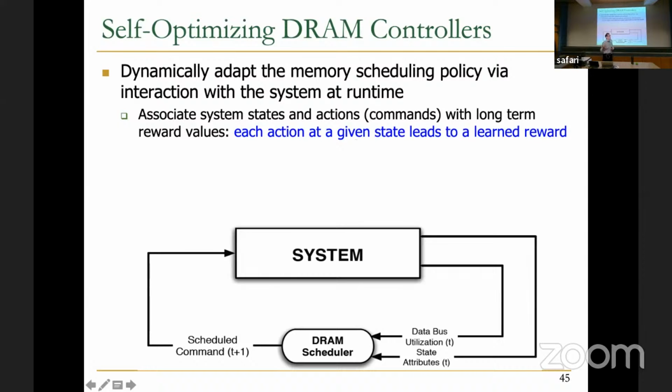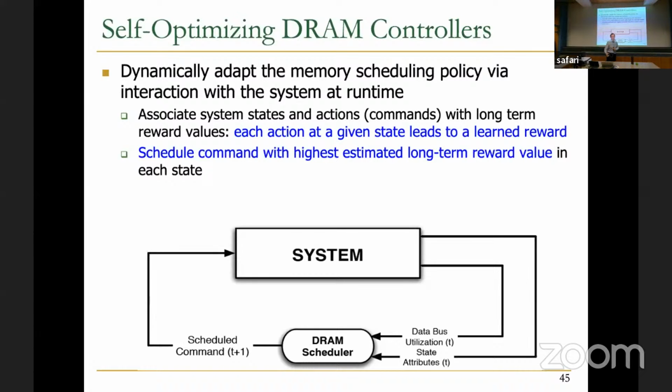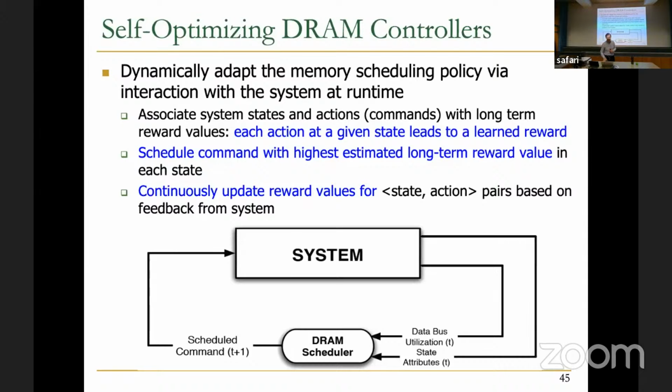You can implement this using a table. If I take this action in this state, what kind of reward am I expecting to get based on what I know so far? That's the idea, based on my experience so far. So this could be implemented as a table, basically, table lookup. And then you keep updating the values based on the state and action pairs you observe. And then you schedule the command with the highest estimated long-term reward value based on that table lookup. And then you continuously update the reward values for the state action pairs based on feedback from the system.